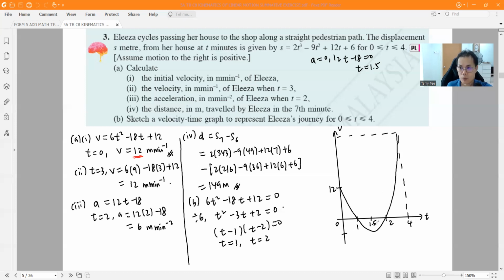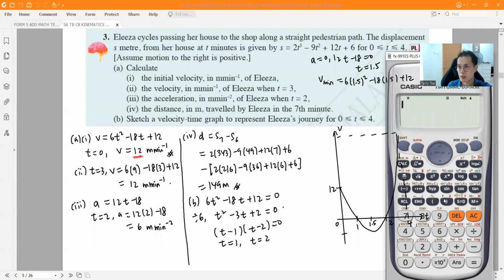Okay. All right. Then we want to take this and start inside your v to find the minimum. This is a minimum point. So we take 6(1.5)² − 18(1.5) + 12. Okay, I'm going to use my calculator. This is 6 times 1.5 squared minus 18 times 1.5 plus 12. There you go, negative 1.5. You can write here negative 1.5 or 1.5, up to you.